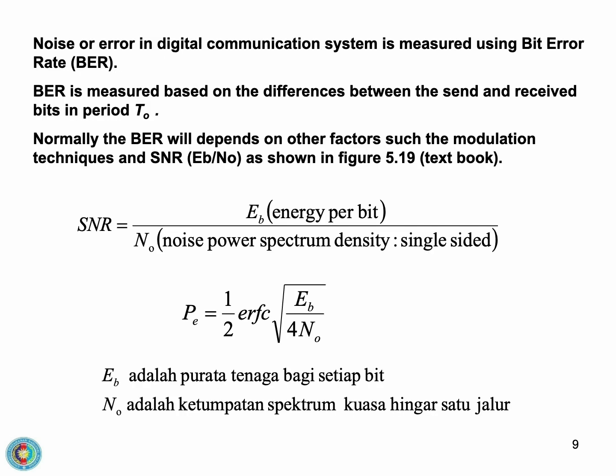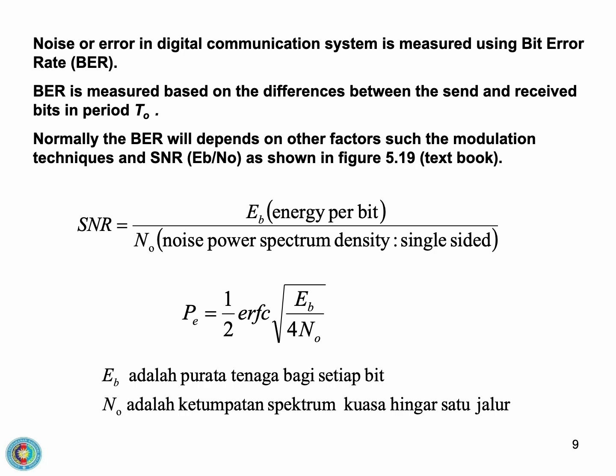In digital communication systems, noise and errors are inevitable. We measure these using the bit error rate, or BER. BER quantifies the proportion of bits that are incorrectly received compared to what was sent over a given time period. BER is significantly influenced by factors like the specific modulation technique used and the signal-to-noise ratio, often expressed as Eb/N0. Here, Eb is the energy per bit, and N0 is the noise power spectral density. For ASK, the theoretical probability of error, Pe, is given by this formula involving the complementary error function, erfc.